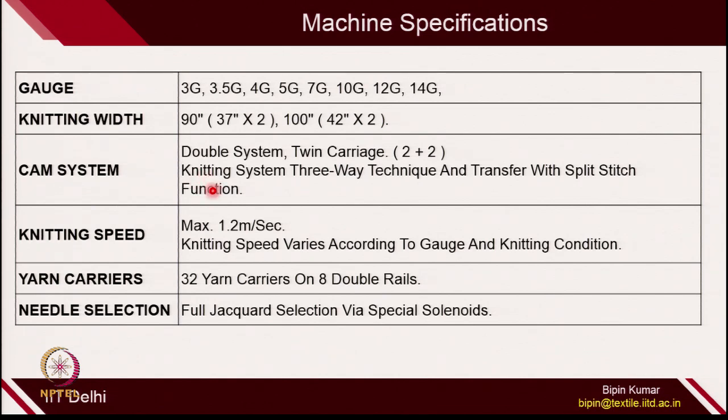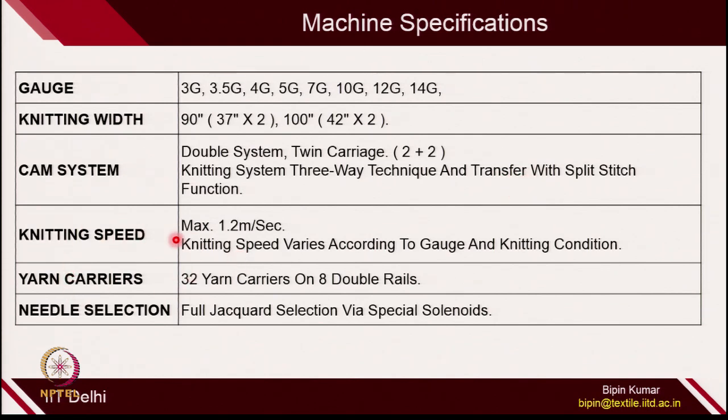The other thing is the knitting system with 3-way technique. 3-way technique means each of these cam systems can be set to loop, tuck or float. Also transfer with split stitches: there is also a possibility to transfer the loop from one side to the other. This is the meaning of loop transfer.